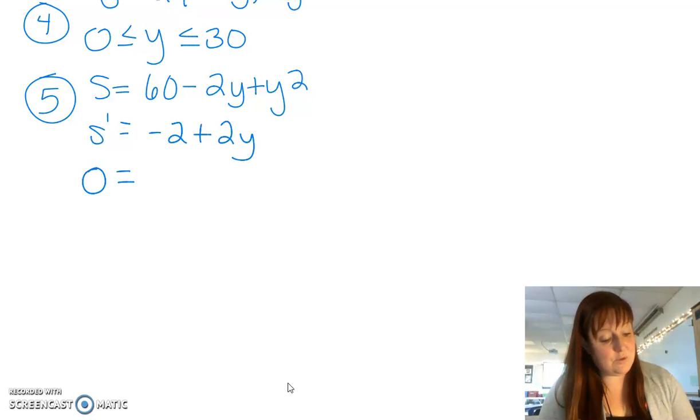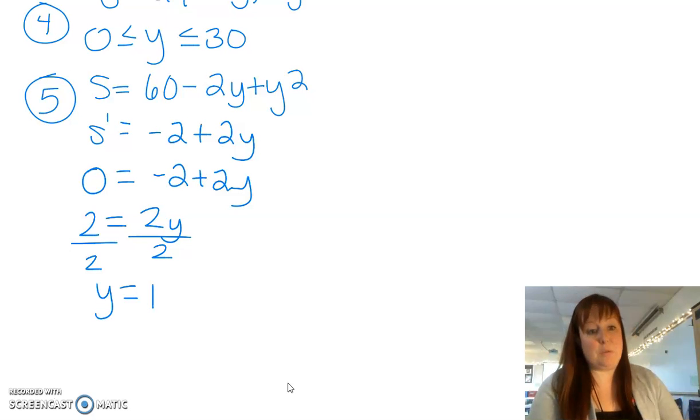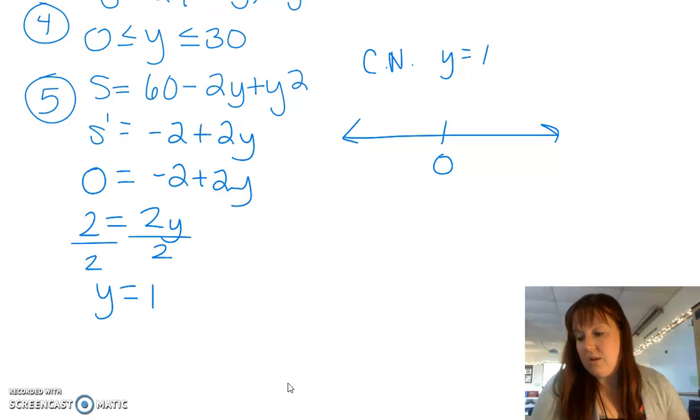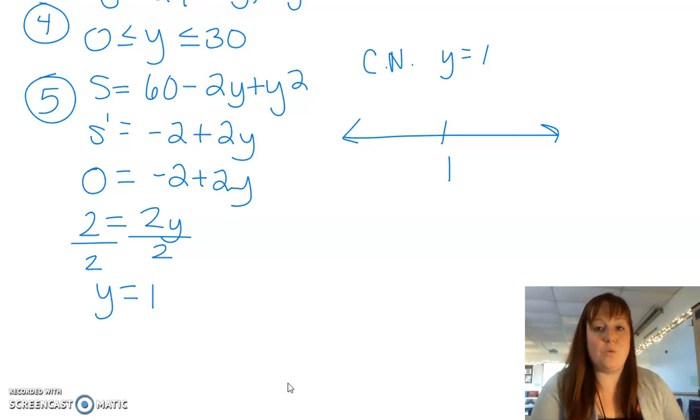I set that equal to 0 because I can only have a max or a min when the derivative is equal to 0 or undefined. I solve for y, and I get that y equals 1 is a critical number. Okay, so my critical number is y equals 1. So let's do our number line and see what happens at y equals 1. I just wrote 0 instead of 1. Okay, so let's see what's happening at y equals 1.